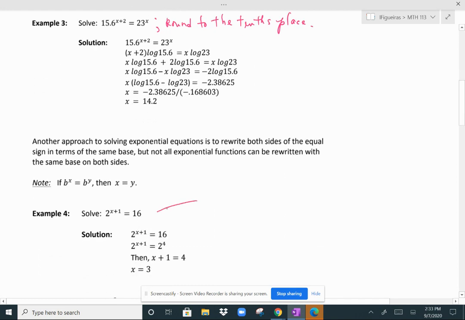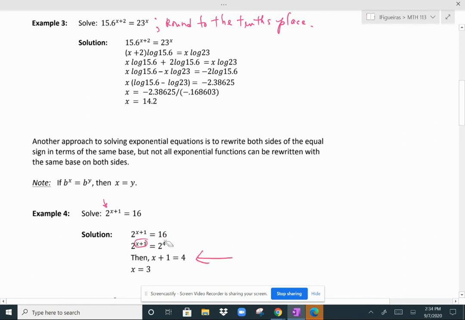Here I have 2 to the x plus 1 equals 16. All right, so here my base is 2. And this is just 16 to the first power, so my base is 16. So according to this last technique I told you about, I need for them to both be the same. So I can definitely rewrite the 16 in terms of a base of 2, because 16 is 2 to the fourth power. And once I have two exponential expressions with the same base on both sides, that means you can ignore the base and just solve the exponent. So I have x plus 1 equals 4, which is what you see here.